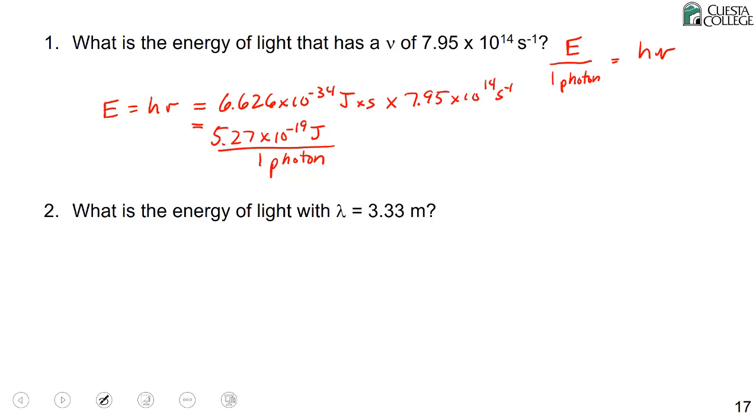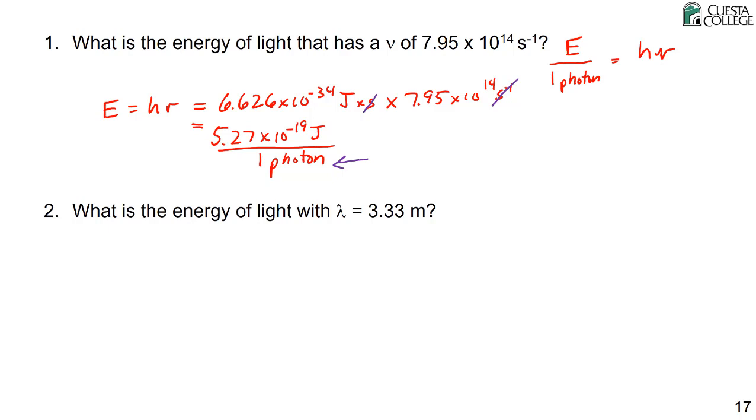So Planck's constant has joules times seconds. Frequency is seconds to the minus 1, or 1 over seconds. And so the units of seconds reduce to 1 and cancel out, leaving the answer as 5.27 times 10 to the minus 19 joules for every one photon. I always be sure to include the joule per one photon part to remind myself that that's the energy for every one photon.